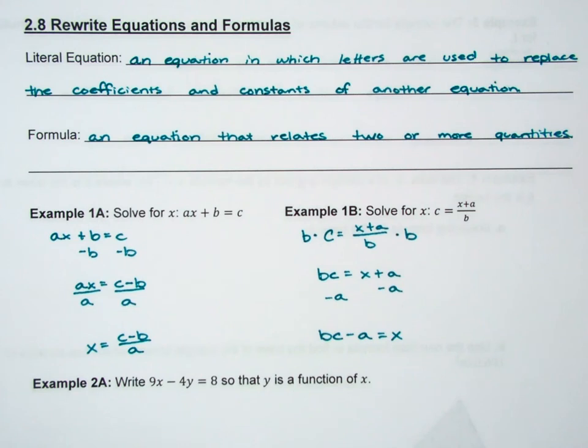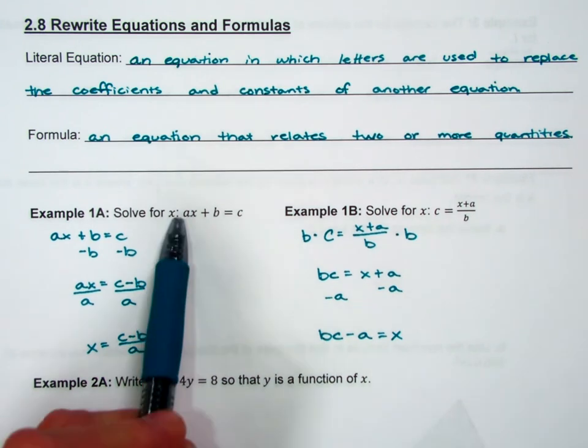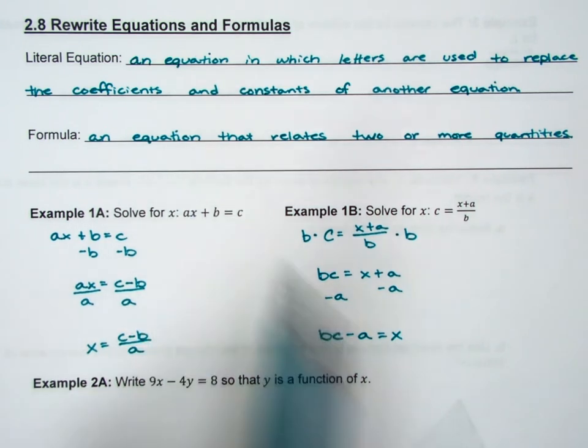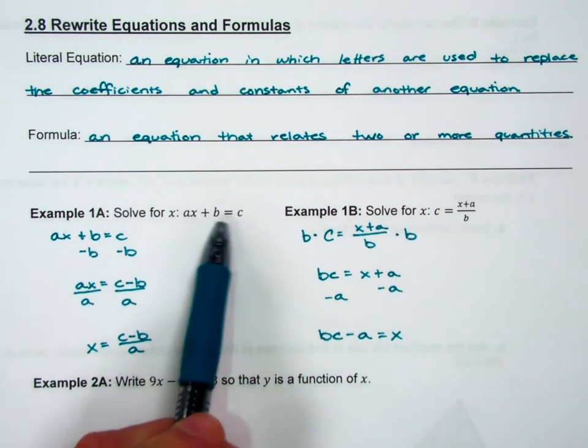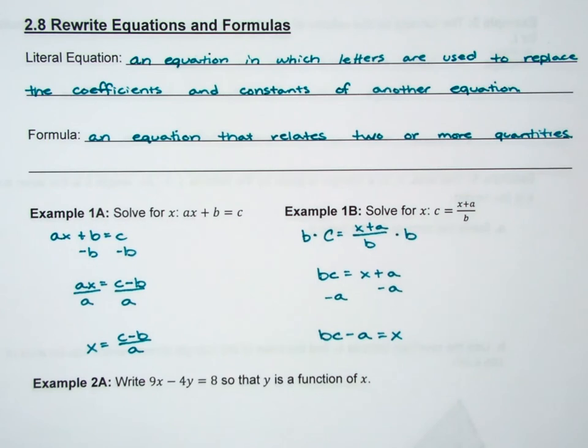Now, as we saw from the two examples that we did on Friday, sometimes you're going to have literal equations that have nothing other than variables in them. And so the first example that we worked out on Friday said we have ax plus b is equal to c, and we were asked in this particular problem to go ahead and solve for x.